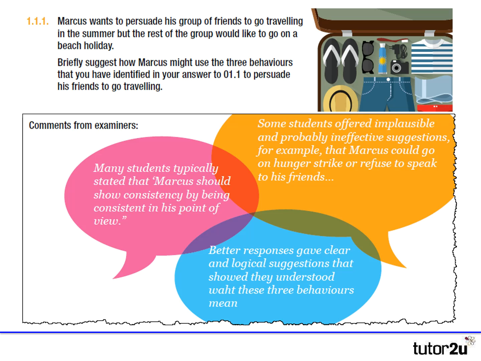If we look at the pink bubble on the screen, you'll see that many students typically stated that Marcus should show consistency by being consistent in his point of view. Your teachers will have said this time and time again. You can't use the key term to define the word that you're defining, okay? If we look in the orange bubble, it says that some students offered implausible and probably ineffective suggestions. For example, that Marcus could go on a hunger strike or refuse to speak to his friends. Now your application has to be realistic, and that's clearly not a very realistic answer, so that won't work either. In blue is what we should be doing, so better responses gave a clear and logical suggestion that showed they understood what the 3 terms mean, okay?